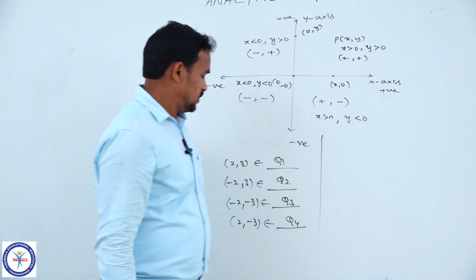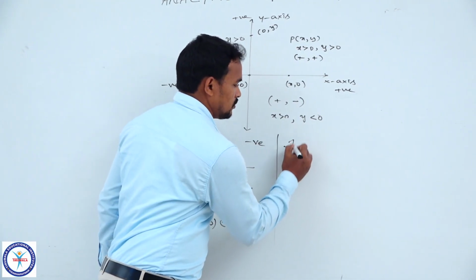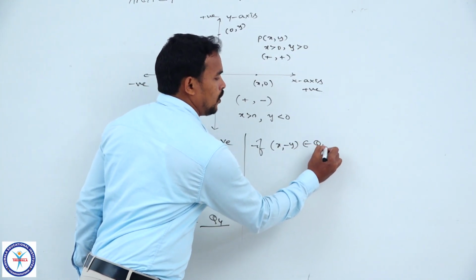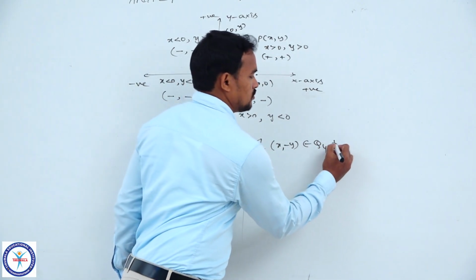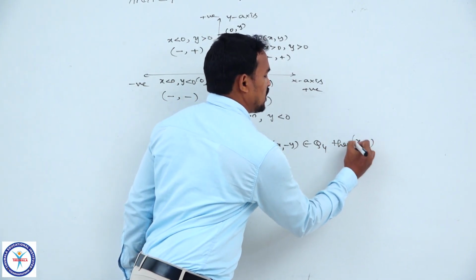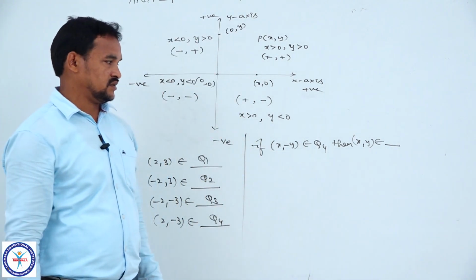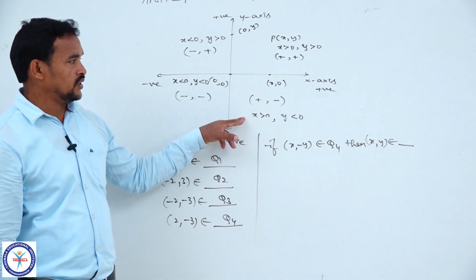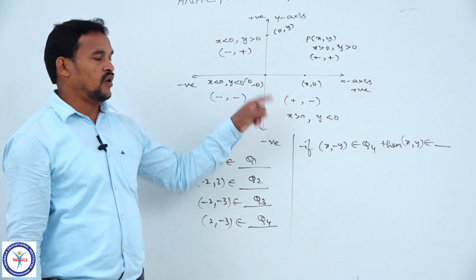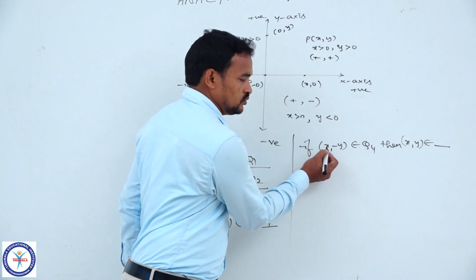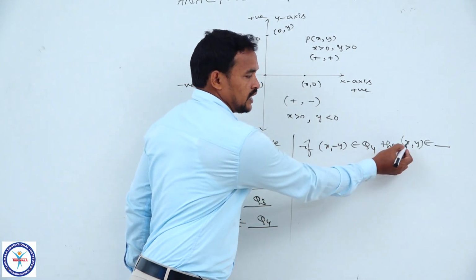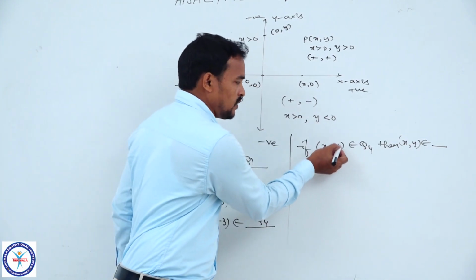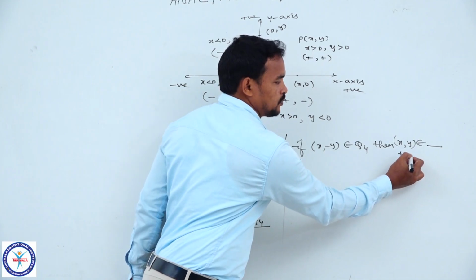One more example. If the point (x, -y) belongs to Q4, then (x, y) belongs to dash. Like this also sometimes we'll be asked. Here (x, -y) belongs to Q4 means, as we learned, in quadrant 4, x is positive, y is negative. When x is positive and y is negative, here -y is negative, which means y is positive. So x is positive, y is positive.